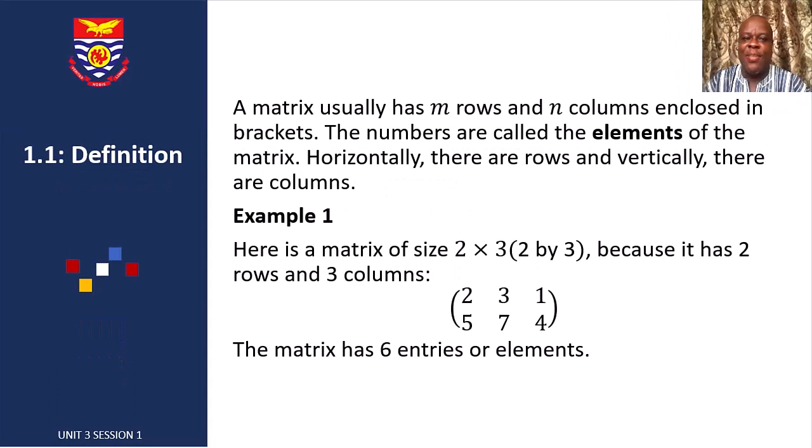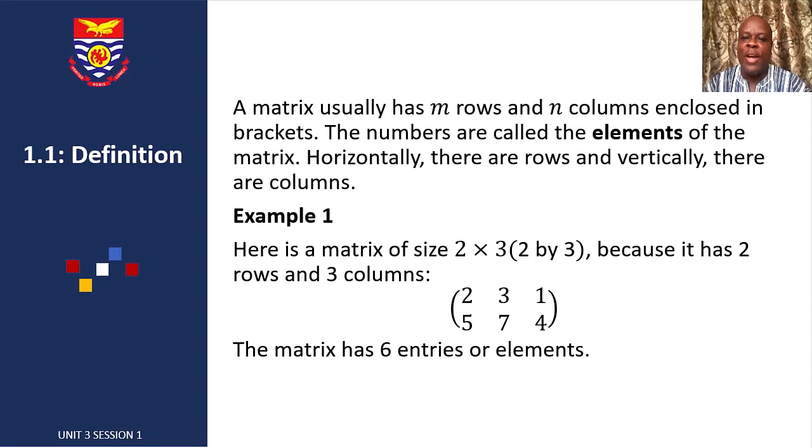Let's consider some definitions. A matrix usually has M rows and N columns enclosed in parentheses. The numbers in the parentheses are called the elements of the matrix. Horizontally, there are rows, and vertically, there are columns. So to mention the matrix, we start with the row and then we follow it up with the columns. So here is example 1. We talk about a matrix that is 2 by 3. 2 by 3 here means that the rows are 2 and the columns are 3.